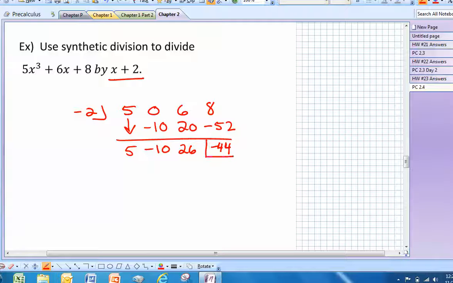And that is your remainder. So our answer, remember, started with x to the third. So it's 5x squared minus 10x plus 26. We have a remainder of negative 44 over x plus 2. That was our divisor.